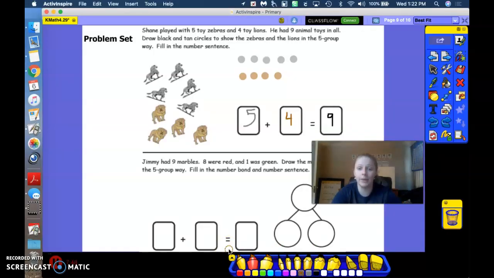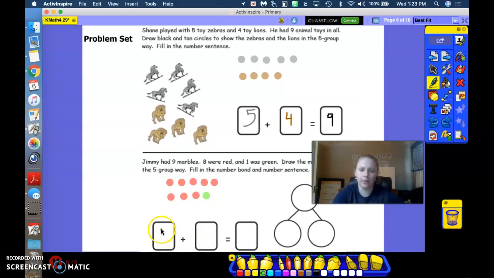All right, for this problem, we don't have a picture, so that's why we're going to use our circles to help us. Jimmy had 9 marbles. 8 were red. All right, I'm going to draw 8, and I'm going to stop when I hear the number 8. 1, 2, 3, 4, 5, 6, 7, 8. Make sure you're dropping down and drawing it the 5-group way. He has 1 marble that is green.